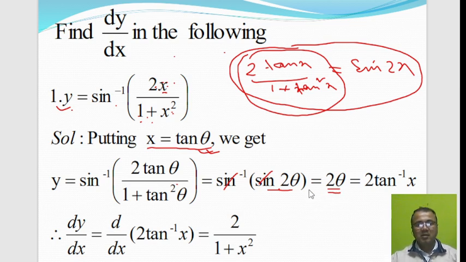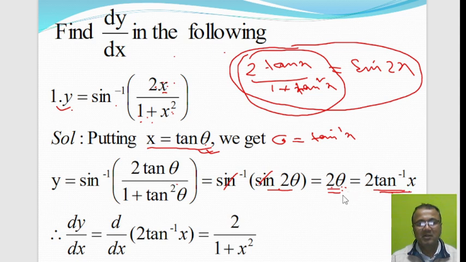Okay. Now suppose here we are getting the value of y in terms of theta only, but you have to convert in terms of x. Suppose here we have to replace x equal to tan theta, isn't it? Now what is the value of theta from here? Theta equal to tan inverse of x. So now we are replacing the value of theta. Theta means 2 tan inverse of x we are getting, okay? 2 tan inverse of x.